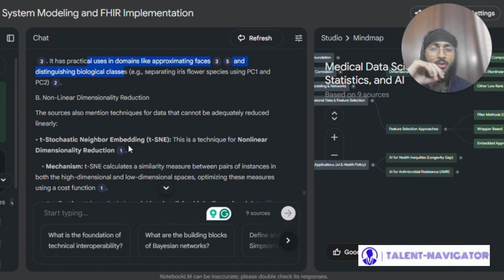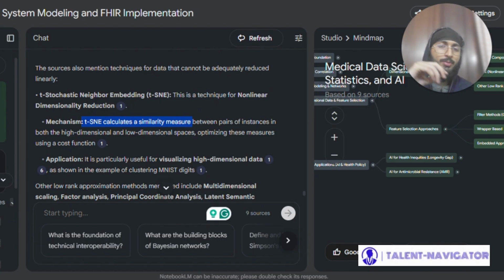Then we have non-linear dimensionality reduction techniques. For data that cannot be adequately reduced linearly, we can use TSNE, T stochastic neighbor embedding, which is a technique for non-linear dimensionality reduction. TSNE calculates a similarity measure between pairs of instances in both the high dimensional and the low dimensional spaces, optimizing these measures using a cost function. It is particularly useful for visualizing high dimensional data, as shown in the example for clustering MNIST digits.